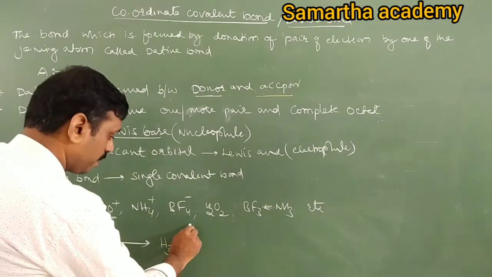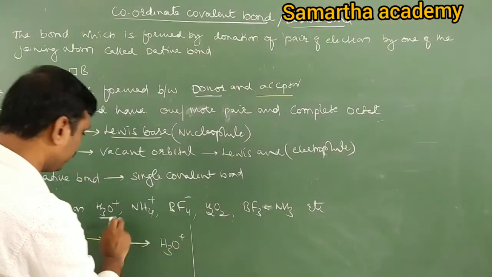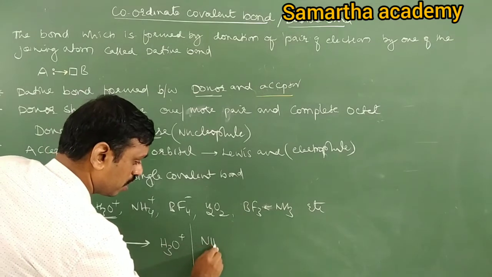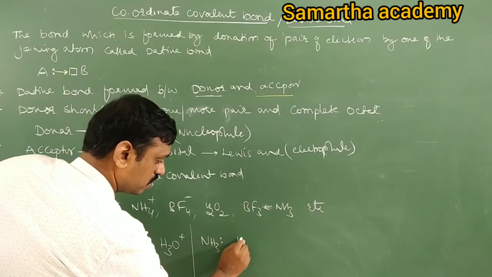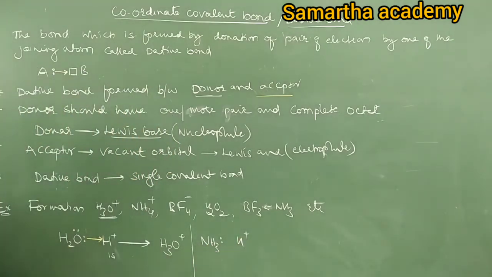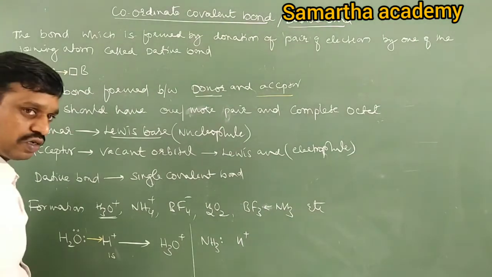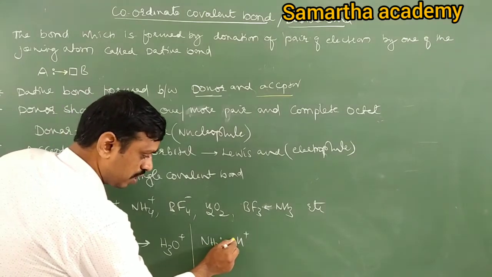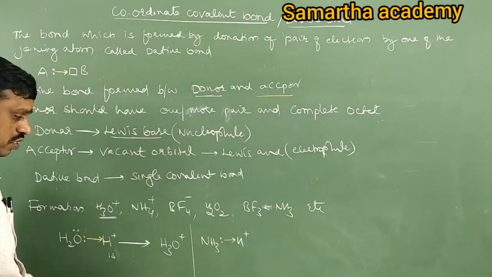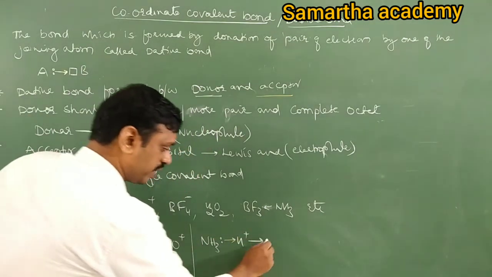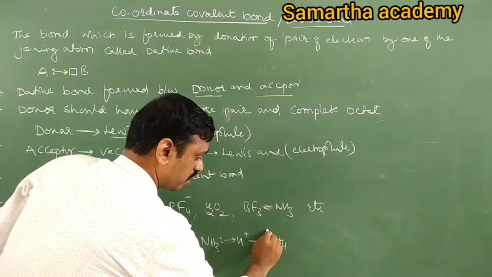Next, similarly, tell me, formation of the ammonium ion. Here ammonia has one lone pair, and similarly there is H plus. In the formation of the ammonium ion, which is the donor and which is the acceptor? Donor is ammonia, acceptor is H plus. By donating and accepting, it forms a coordinate covalent bond.